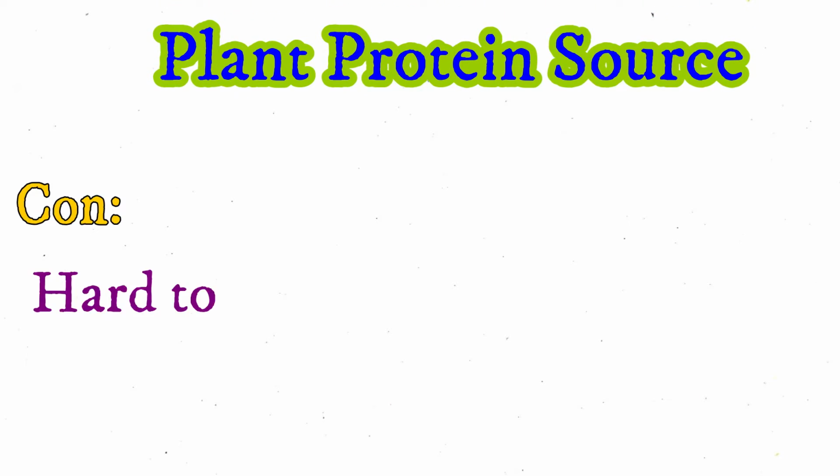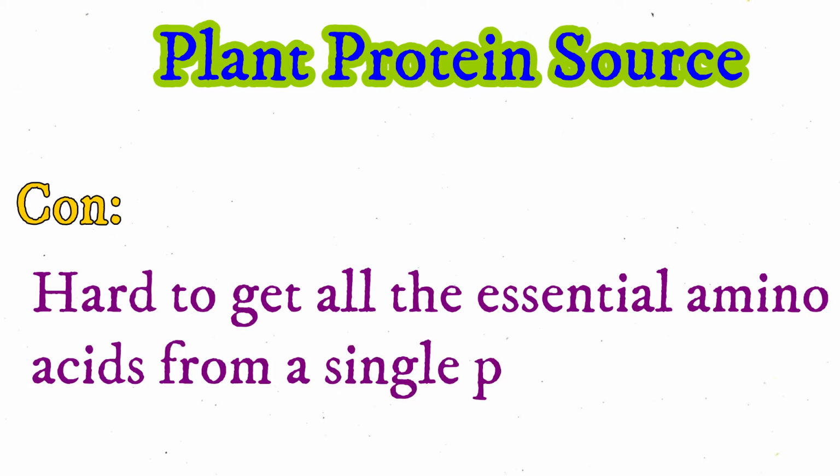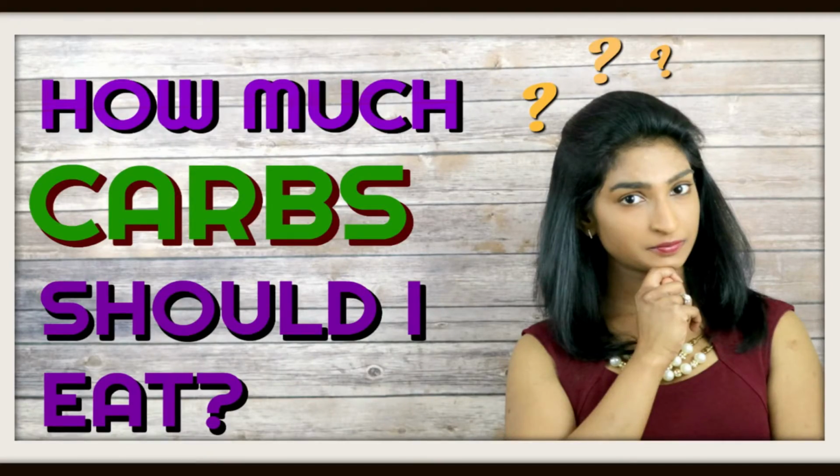On the other side, when it comes to plant protein sources, it is hard to get all the essential amino acids, but you are getting vitamins, minerals, antioxidants and phytochemicals to maintain good health. If you are a strict vegetarian, try to add different plant sources and track the amount of carbohydrates you are eating. To know how much carbohydrates to consume per day, watch my video on how much carbohydrates we should eat.